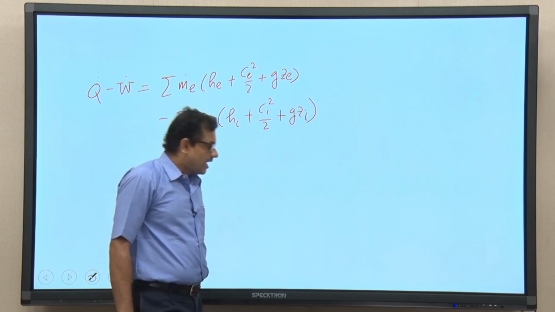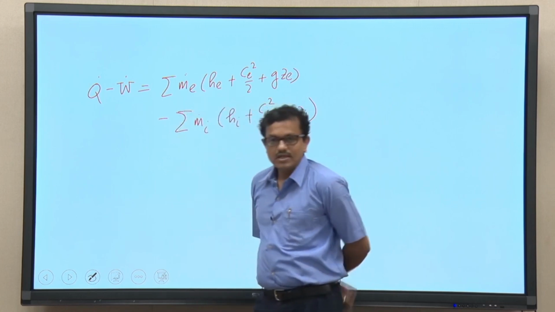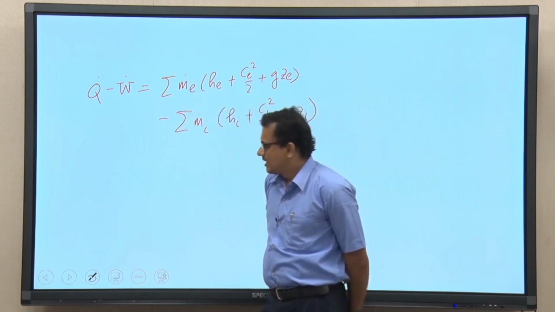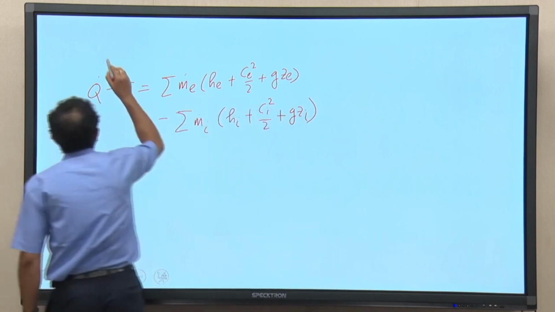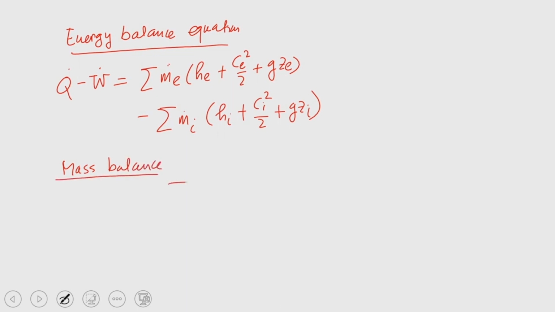I would like to discuss a few important critical issues involved with this particular equation. So, this is the energy balance equation, and from the last slide we have seen that the mass balance equation can also be written like this: summation of m dot i equals summation of m dot e.